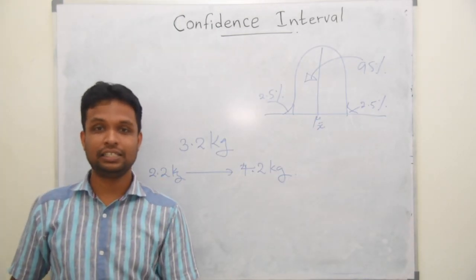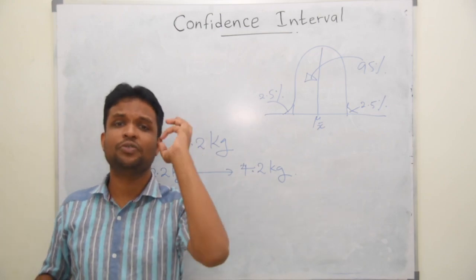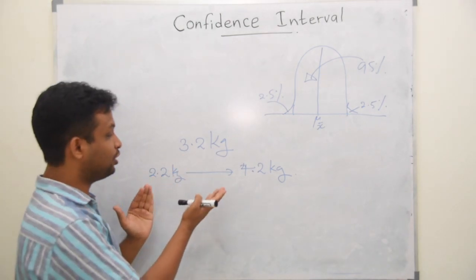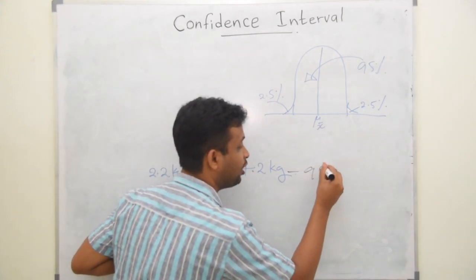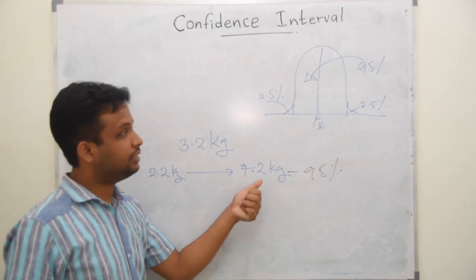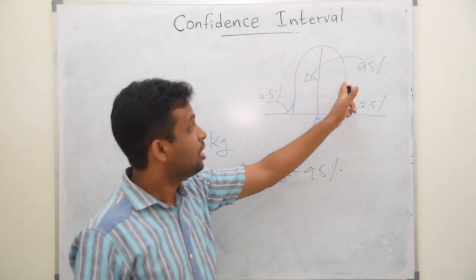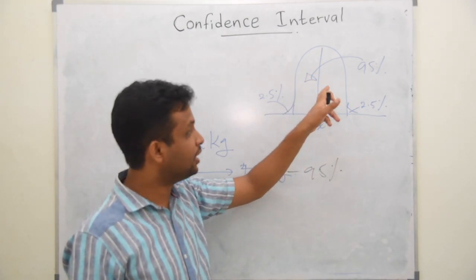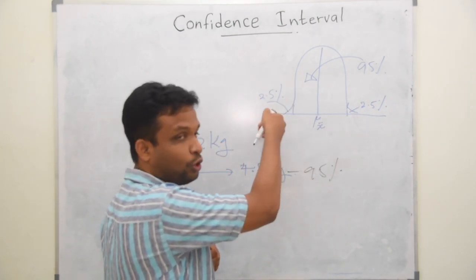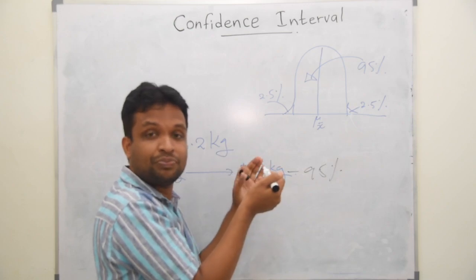What will happen in a practical setting? We don't have 10,000 or 100,000 different samples. We have only one sample, where the mean is 3.2 and the 95% confidence limit is 2.2 kilograms to 4.2 kilograms. Assume that this is our sampling distribution where the mean is at the center, and out of 100% of the intervals that we can make, 95% of them will capture the true mean, and 5%, 2.5% at the lower part and 2.5% at the higher part, will not capture the true mean.